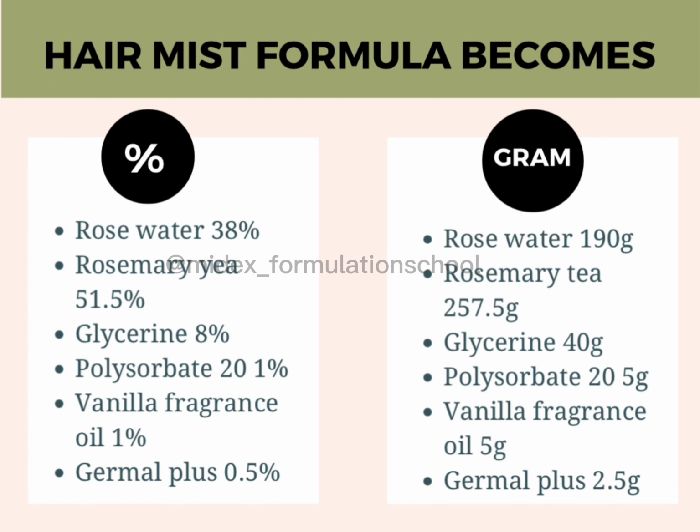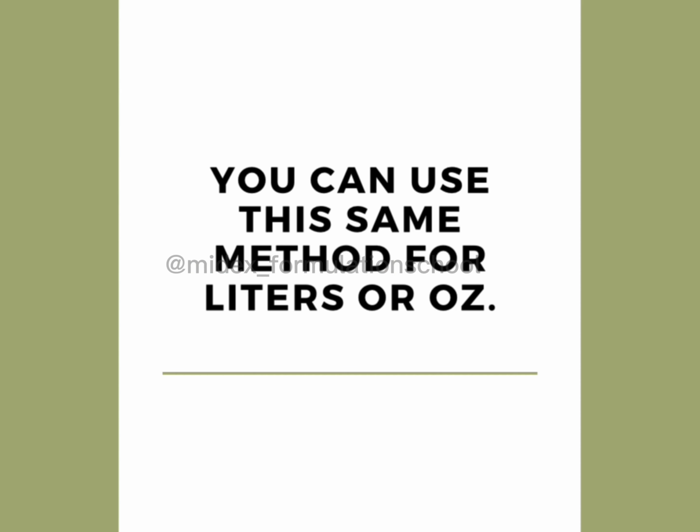So when you want to formulate your product, you won't be measuring 38% definitely, or you won't be measuring 51.5%. That's not how you're going to measure it. You need to convert it to grams first before you can measure it. So let me share another method with you. By the way, you can also use the same method for liters or whatever way you want to measure it in. Just follow the same method, but you just change it from grams to liters.